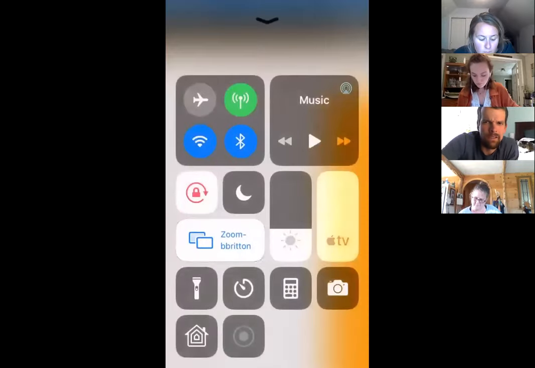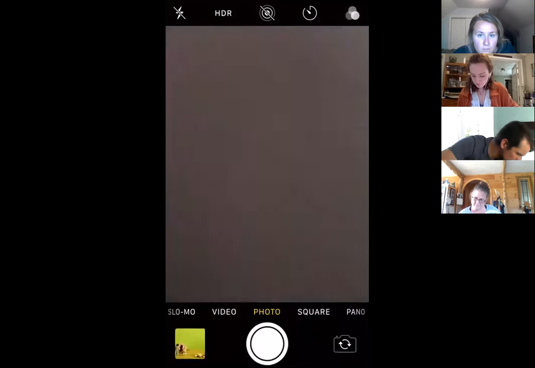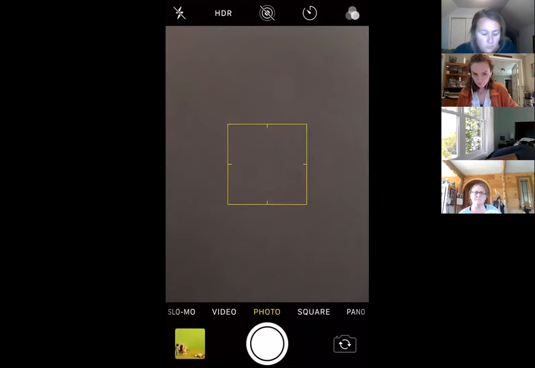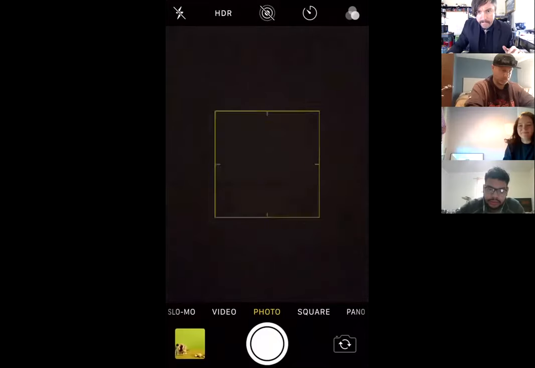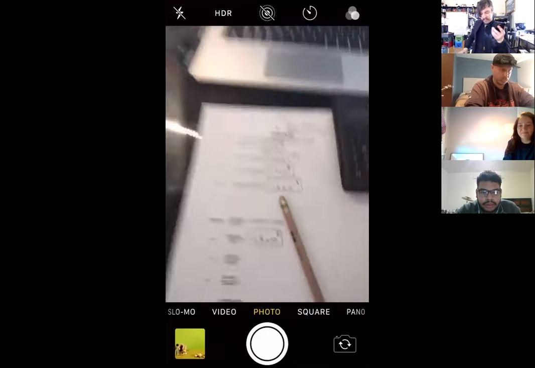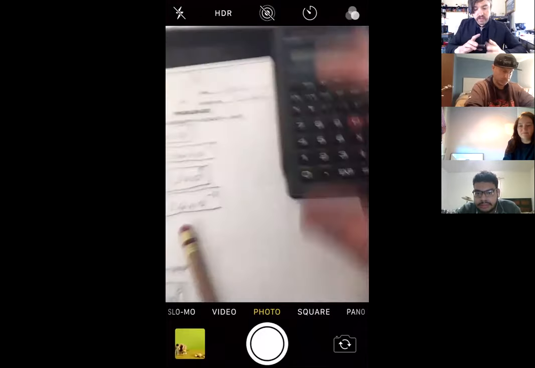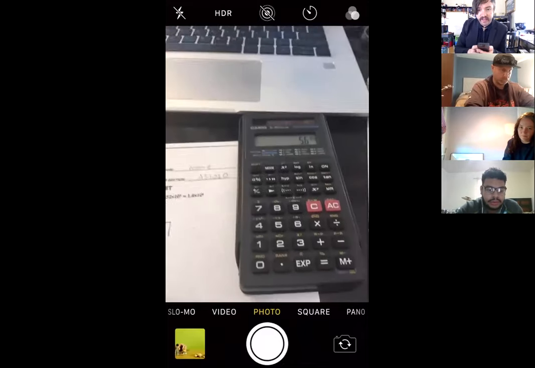Well, I got it. I got my stupid iPhone to work. Thank God. Okay. Hold on a second. The focus issue shouldn't be as bad now because the iPhone is a bit nicer. Okay, so, oh, I guess I can show you my screen, can't I?